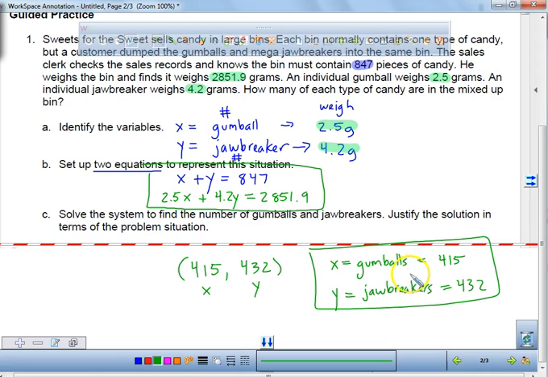Sometimes the question may not ask you for the ordered pair. They may say, hey, how many gumballs would there be? And the answer would be 415. And say, how many jawbreakers would there be? 432. So sometimes multiple choice doesn't ask you for the ordered pair. It asks you for either the x or the y. So you have to know. So why do we have to identify the variables? Because once you solve for the variables, you want to be able to identify what they're looking for.